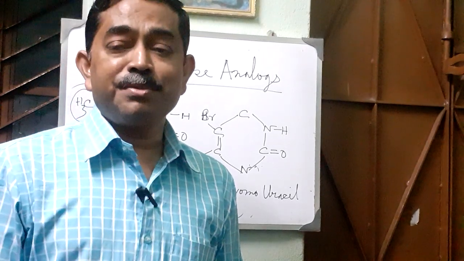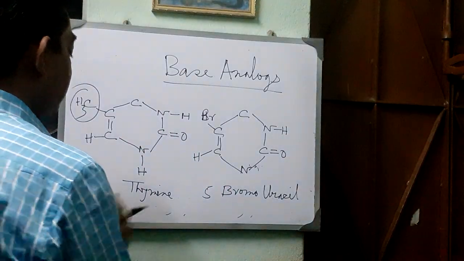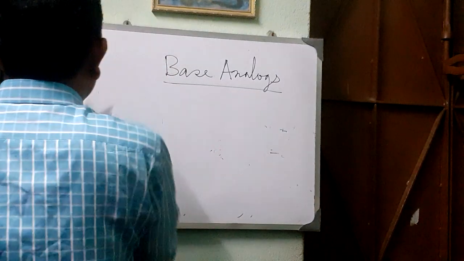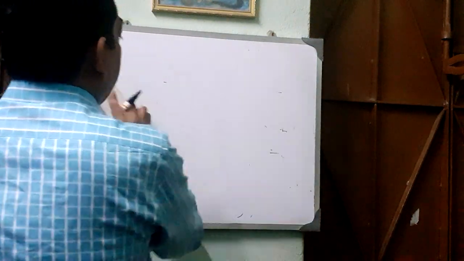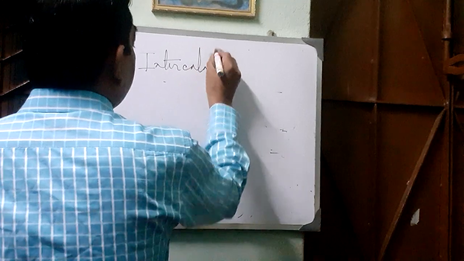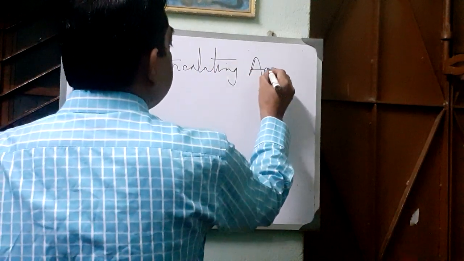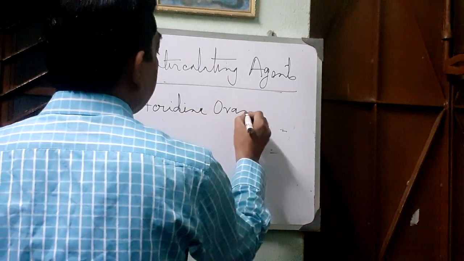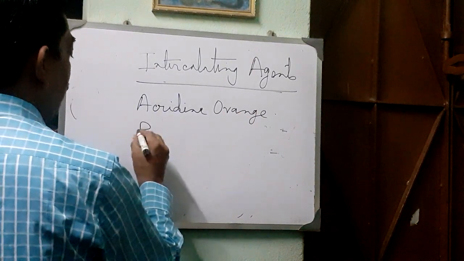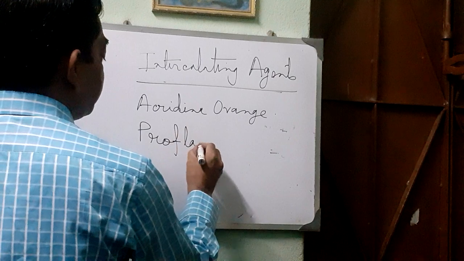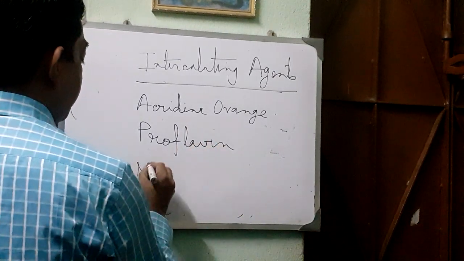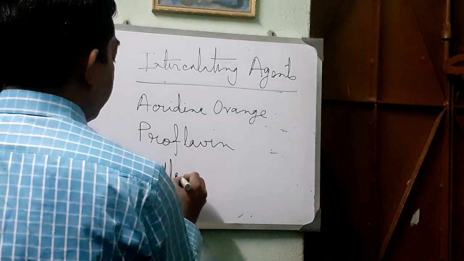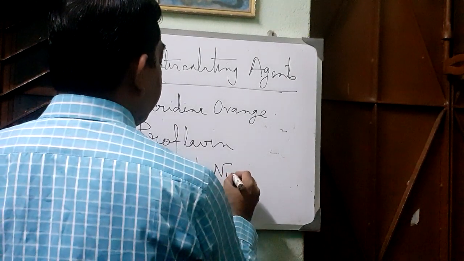And another mutagen is the intercalating agents. What are intercalating agents? Actually, these agents are like acridine orange, then proflavin, and mustard nitrogen. These are generally the intercalating agents.